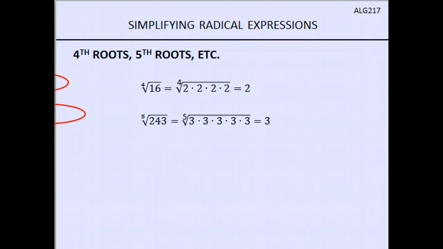Now, let's look at fourth roots and fifth roots. If we have the fourth root of 16, we need 4 numbers that are multiplied together to get us 16, and that is going to be 4 2's, which means the fourth root of 16 is 2. If we have the fifth root of 243, we're looking for 5 numbers multiplied together that give us 243, and that happens to be 5 3's, so the fifth root of 243 is 3.